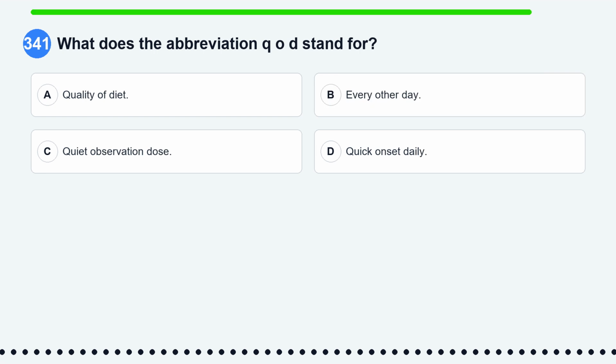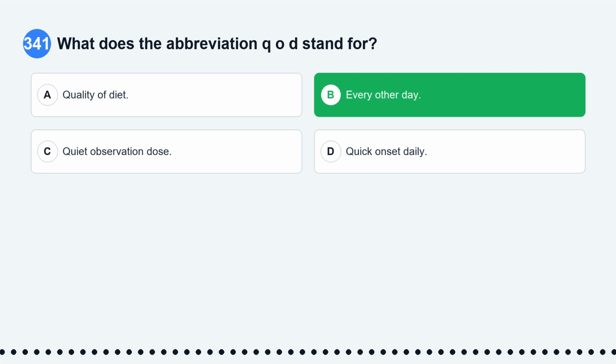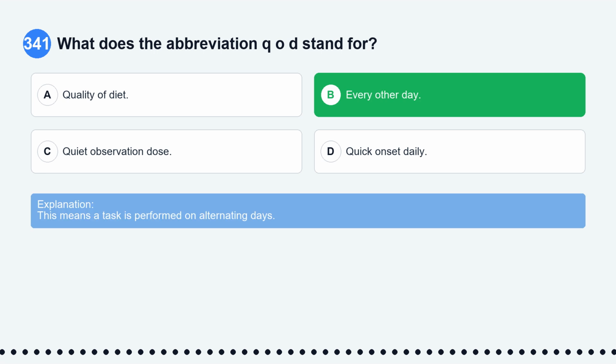Question 341. What does the abbreviation QOD stand for? Option A, quality of diet. Option B, every other day. Option C, quiet observation dose. Option D, quick onset daily. The correct answer is option B, every other day. This means a task is performed on alternating days.